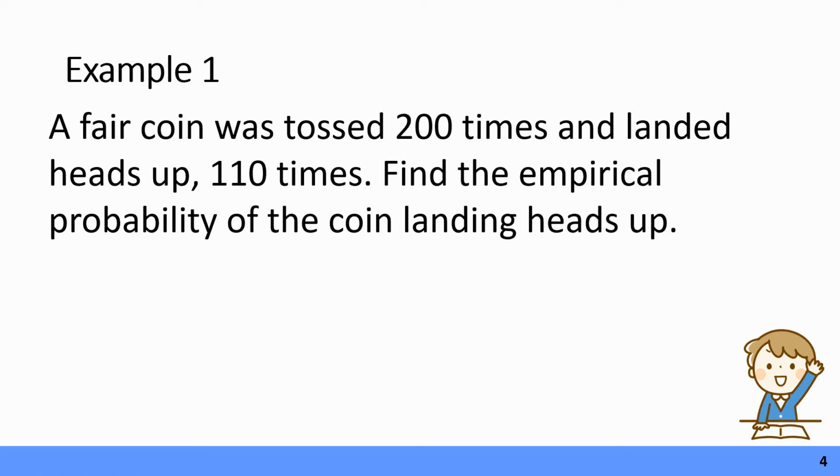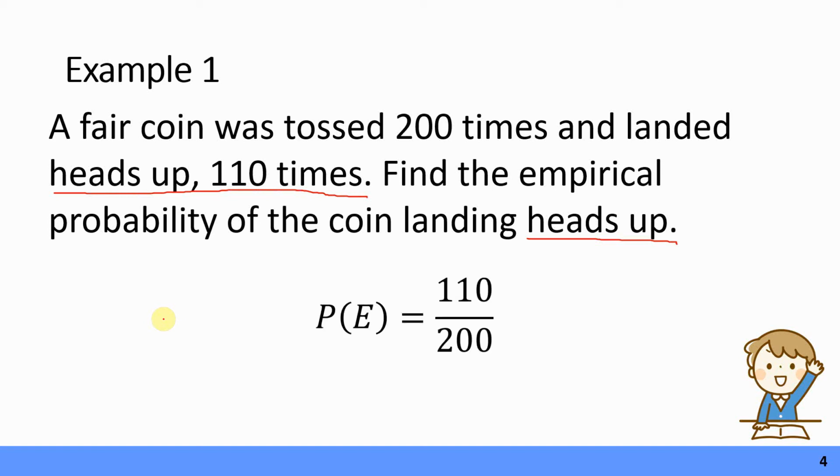So pretty much, again, the total is always on the bottom. So hopefully you said that the total, which is the 200 times that it was tossed, is going to be my denominator. Now, out of those 200, they're asking us to find the probability that it's going to end up being heads up. So they're telling us that it landed heads up 110 times. So that's all you have to do, 110 over 200. But again, this time, we're going to express probability as a decimal. So all you have to do is grab your calculator, put in 110 divided by 200, and you should get 0.55. Right, so that is my probability.